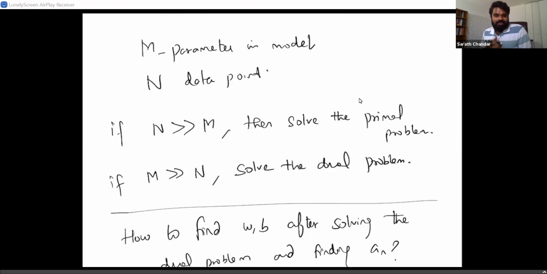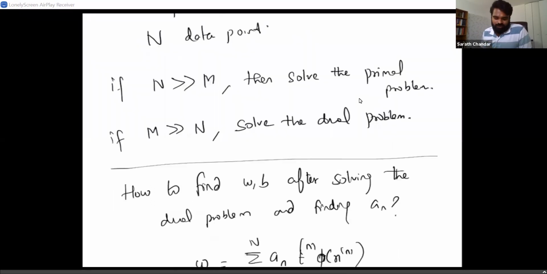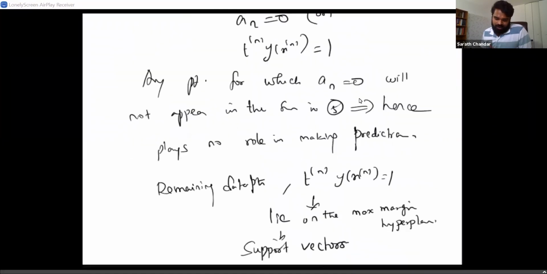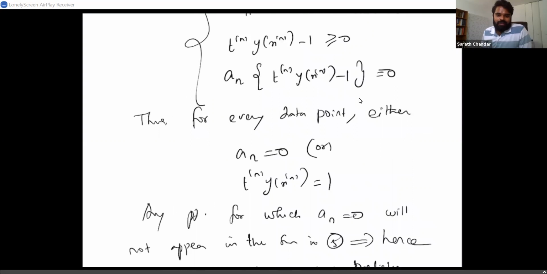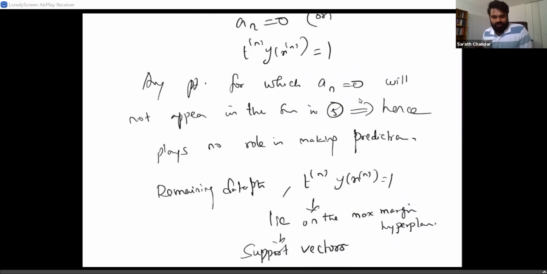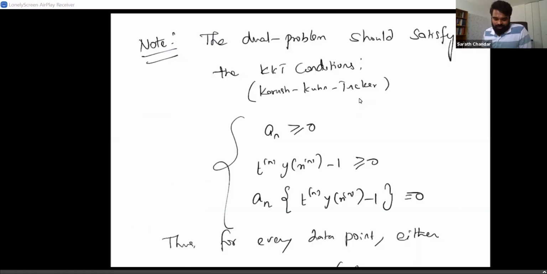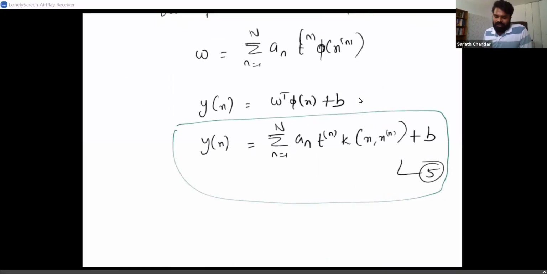But there is also an additional advantage with the dual formulation, which we just discovered. Because of the KKT conditions, for most of the data points, a_n is equal to 0. So a_n is not 0 only for those data points on the margin. In other words, when I compute my dual classifier, even though the summation is over all the n, I could replace this summation.